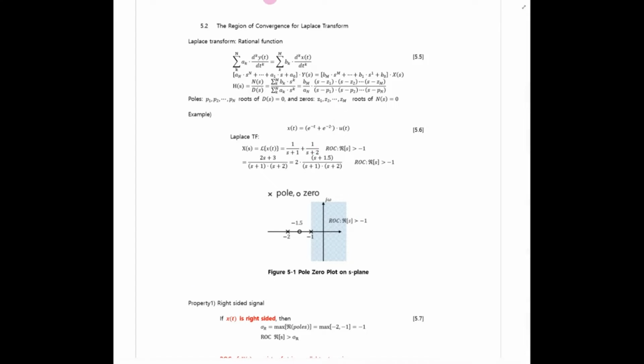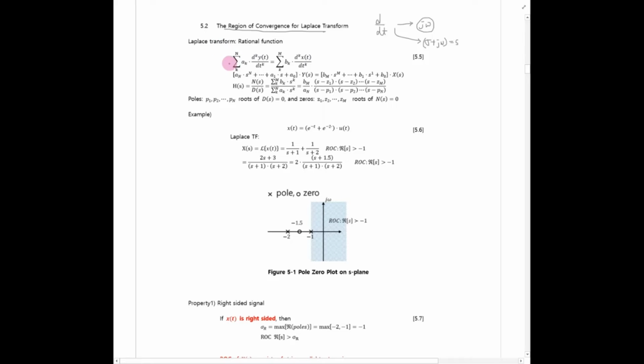Now consider the region of convergence of the Laplace transform. Before that, we know that in the Fourier transform, the time derivative d/dt can be replaced by j omega in the Fourier transform domain. Quite similarly, due to this property, in the Laplace transform, the time derivative is replaced by s.